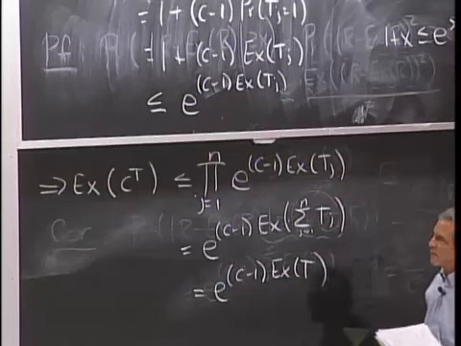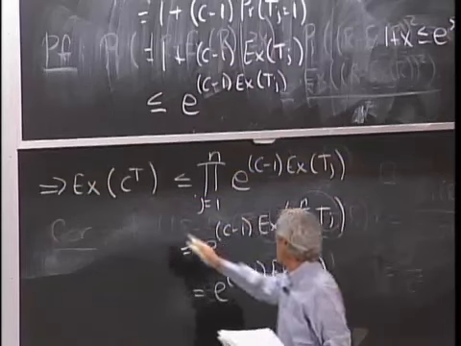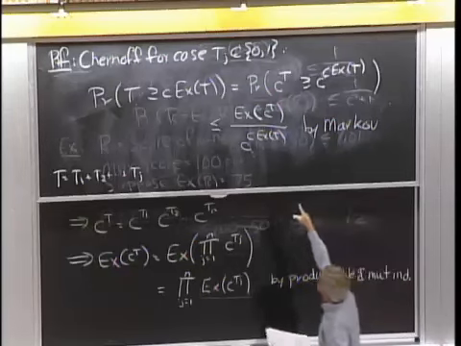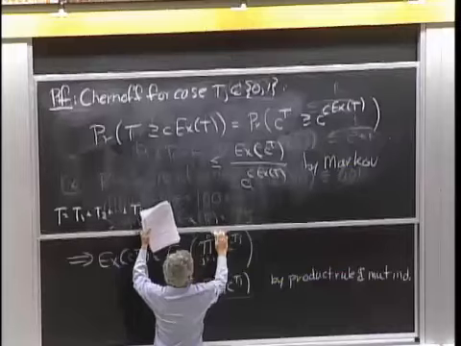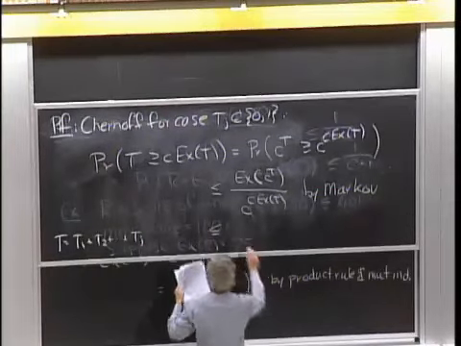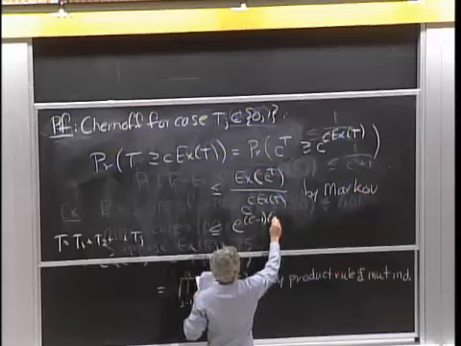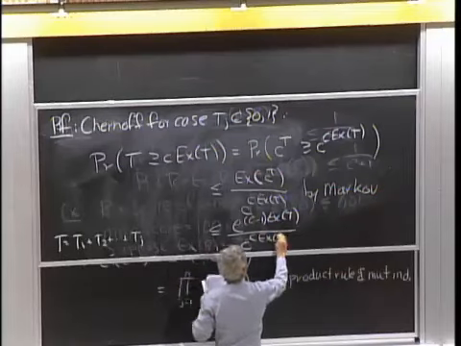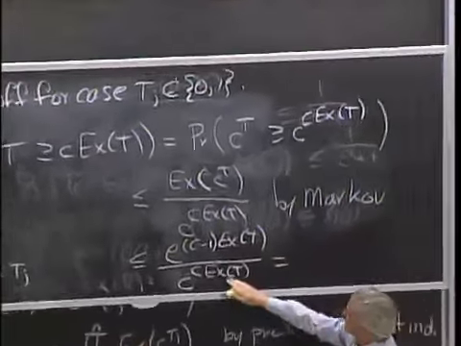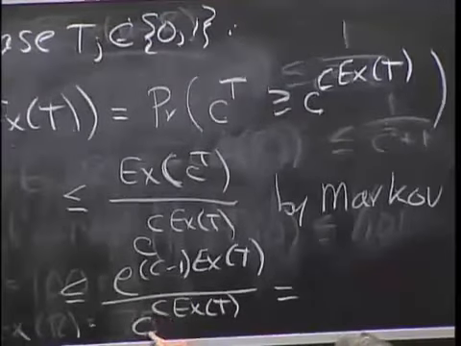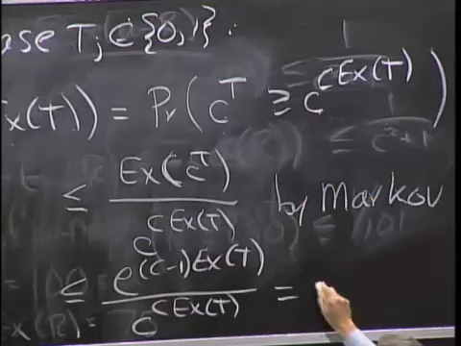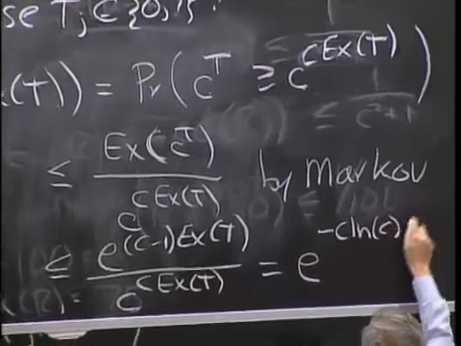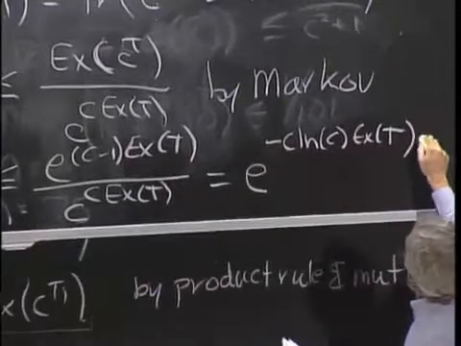OK. We're now almost done. We got now an upper bound on the expected value of c to the t, and it is this. And we just plug that in back up here. All right, so now this is at most e to the c minus 1 expected value of t over c to the c times the expected value of t. And now I just do manipulation. C to something is the same as e to the log of c times that something. So this is e to the minus c ln c expected value of t plus that.